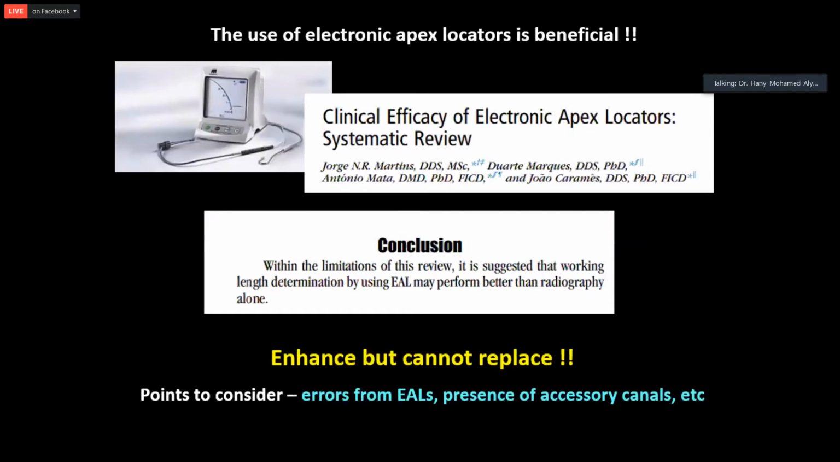It is very important also to note that the electronic apex locator does not really replace the radiographic interpretation. We have also to use the X-ray, because sometimes the electronic apex locators can give some errors because of either resorption defects or presence of accessory canals in the root apex.